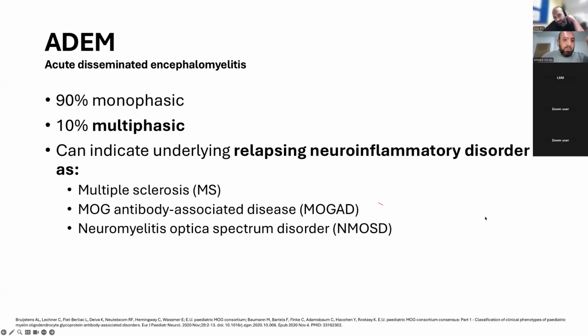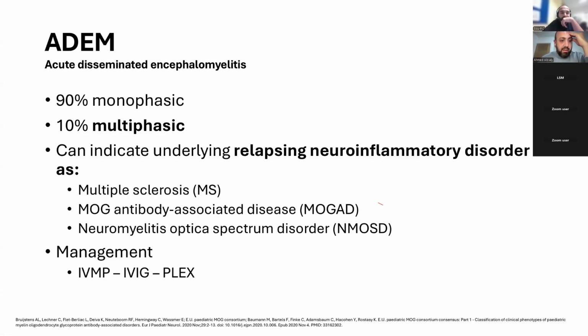And usually what happens is this patient presents with a first episode of ADEM, and receives the standard treatment, like IV methylpred or IV steroids, whatever form you have, IVIG and plasma exchange. Again, there's no specific guideline, whatever your unit or your hospital will use.